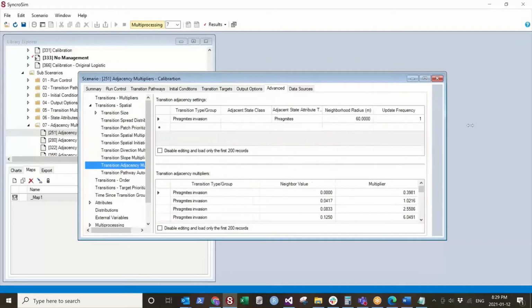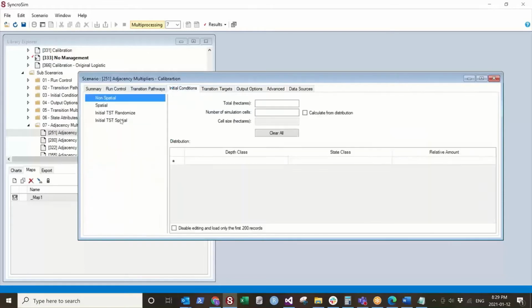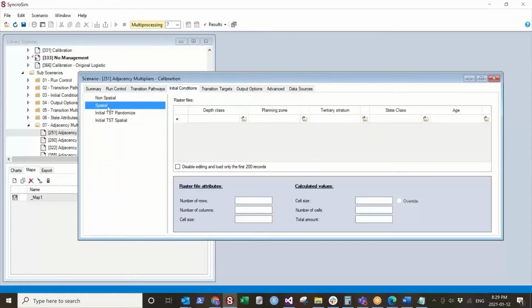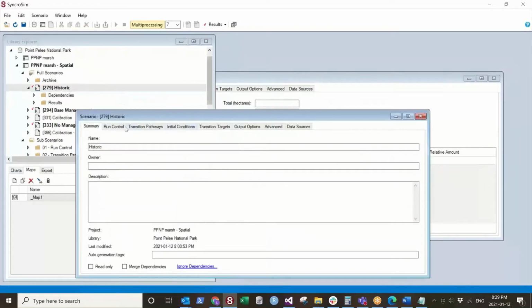The idea, and it's actually become a little bit easier to do this since we developed this model, but essentially what we're saying here is that this Phragmites invasion transition group cares about how much Phragmites is in the neighborhood of a cell. If you're worried about your probability of getting invaded by Phragmites, it depends on how much Phragmites there is within a 60-meter radius. I can't remember the resolution of this model. Let me take a quick look. It was 10 meters. Initial conditions. Why am I not? Oh, right, because this is just that scenario here.